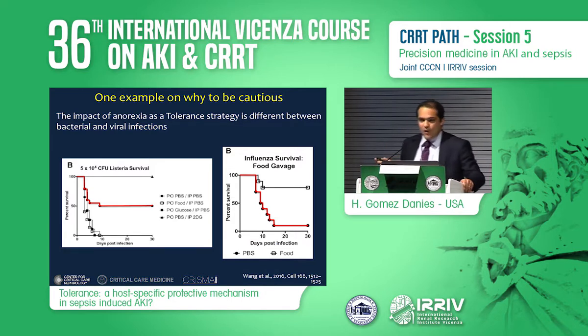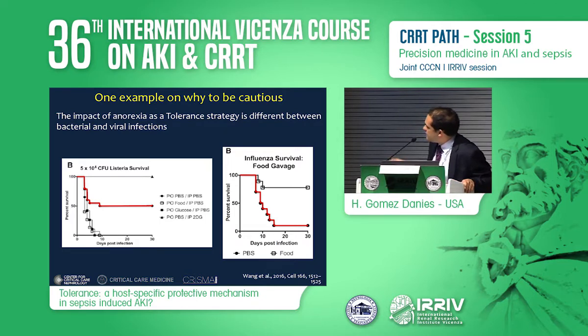One example on why to be cautious. Wang et al. just recently published a paper that tried to assess whether anorexia was a tolerance mechanism of protection, right? When we all get sick, we don't want to eat. We just want to lay down, right? Well, they compared animals exposed to bacterial infections versus viral infections.